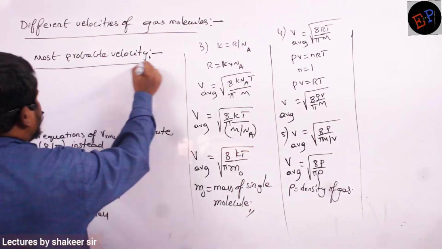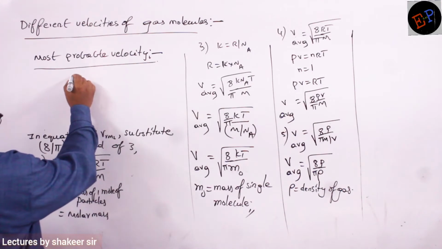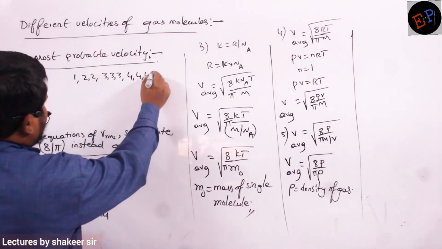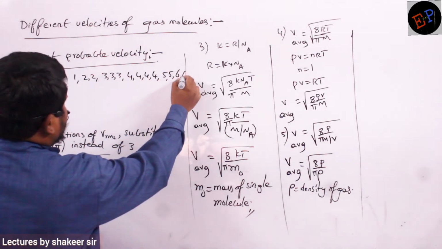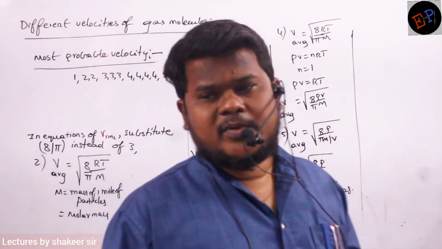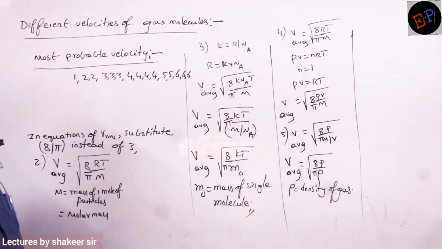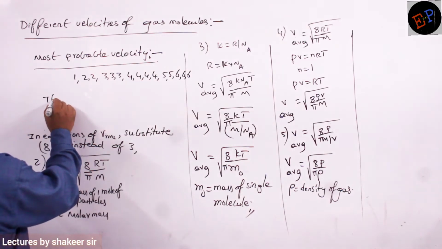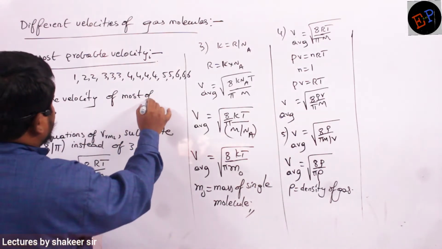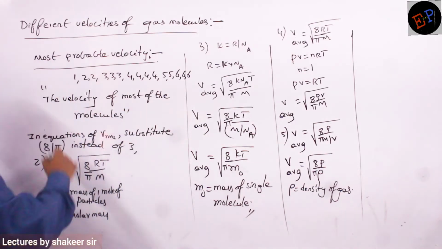What is meant by most probable velocity? Already we have studied. For example, if velocities of gas molecules are 1, 2, 2, 3, 3, 3, 4, 4, 4, 4, 5, 5, 6, 6, 6, then out of these different velocities, which is the most probable velocity? 4, because it is repeated many number of times. That is called the most probable velocity. So the velocity of most of the molecules is called the most probable velocity.